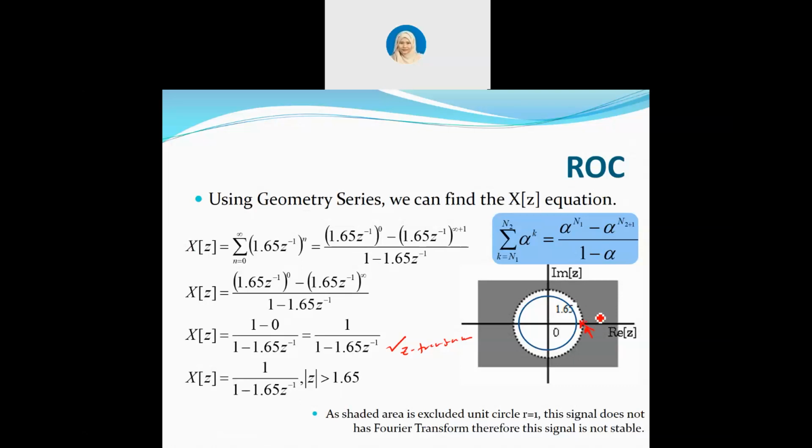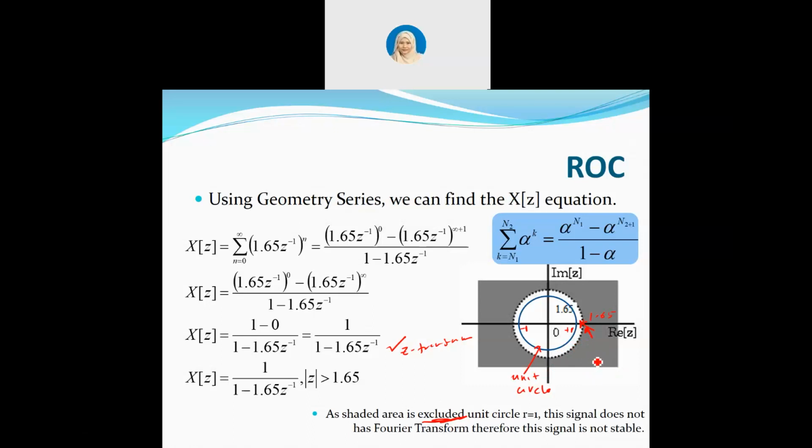Our pole is at 1.65. This is 1.65, and this is our unit circle. The unit circle crosses at positive 1 and negative 1. If we look here, the shaded area is not included, it does not include the unit circle. The unit circle is excluded from the shaded area.